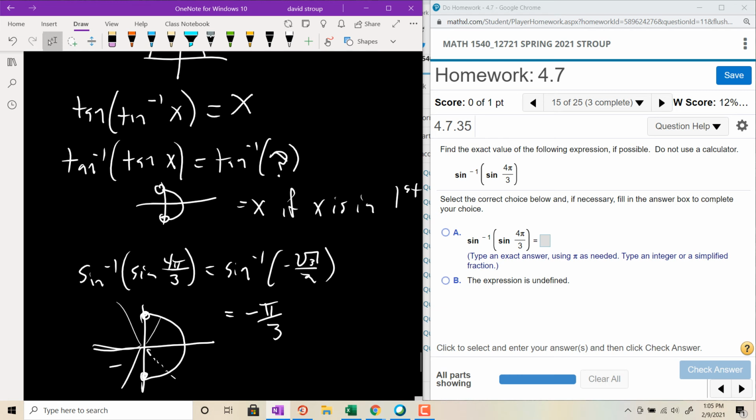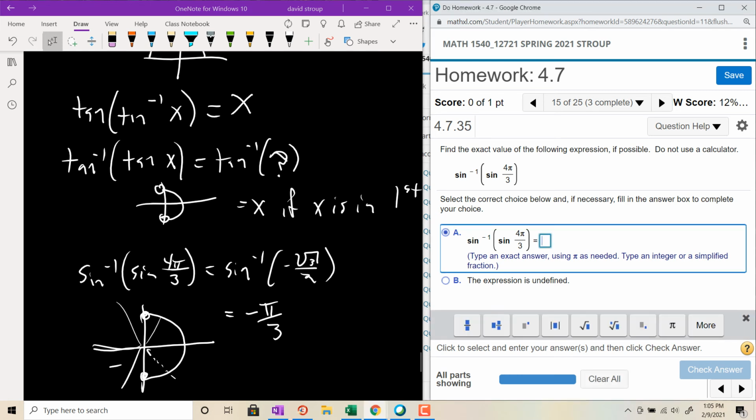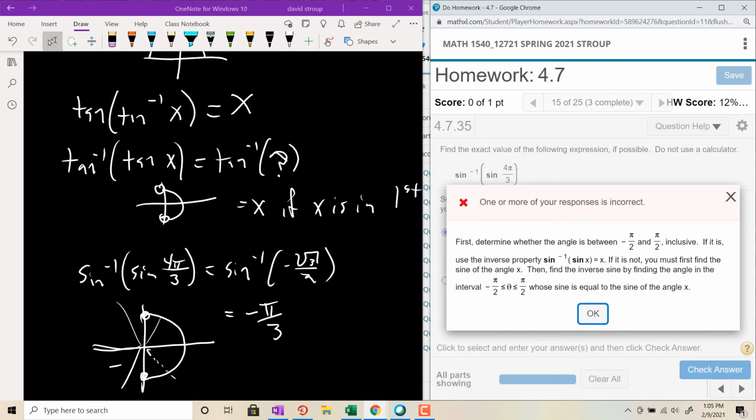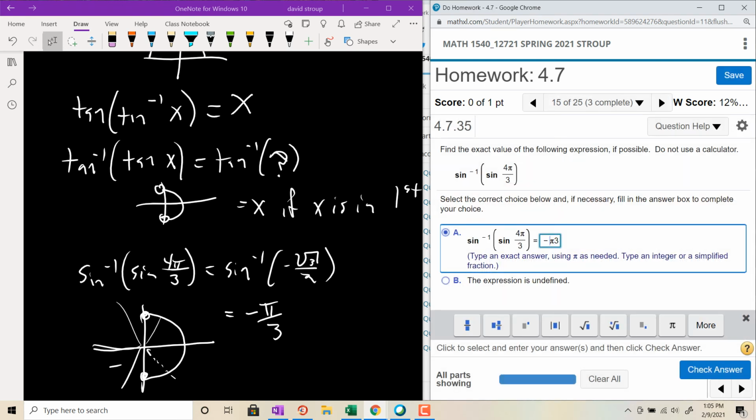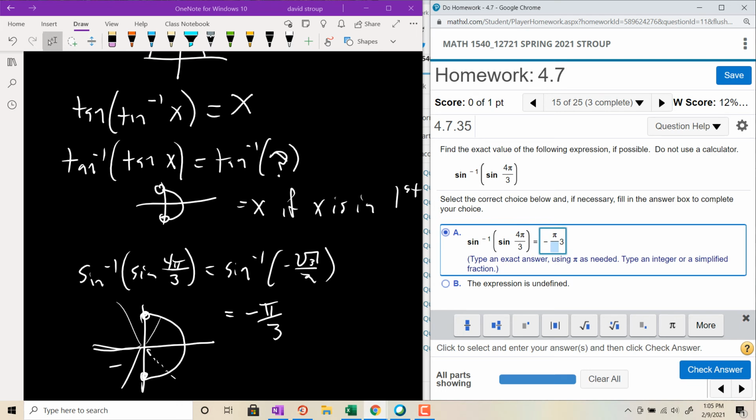Okay. These problems turn out to be a little more challenging than I thought. Pi over 3. Oh, crap. Yeah, I typed it in wrong, sorry.